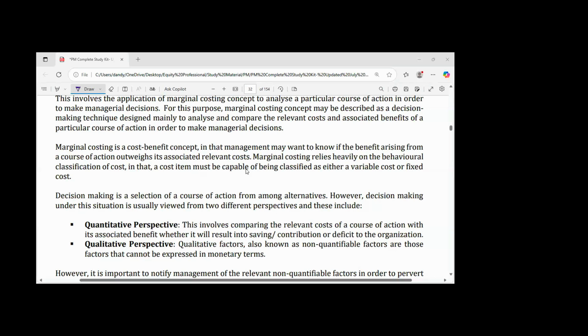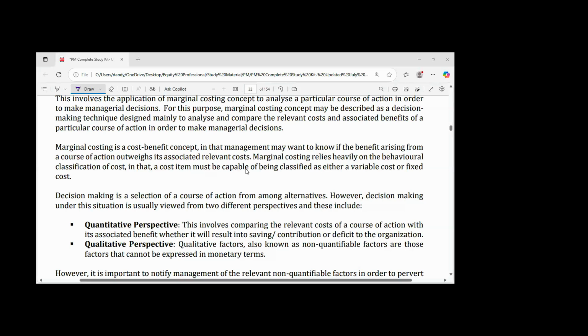The economic perspective is the same thing as the quantitative, quantifiable, or monetary perspective of the decision that is to be made. It involves the process of comparing the relevant cost of a course of action with its associated benefits. So when you compare the sales value with the relevant cost, you are carrying out the quantitative analysis, or the economic analysis, of the decision that is to be made.